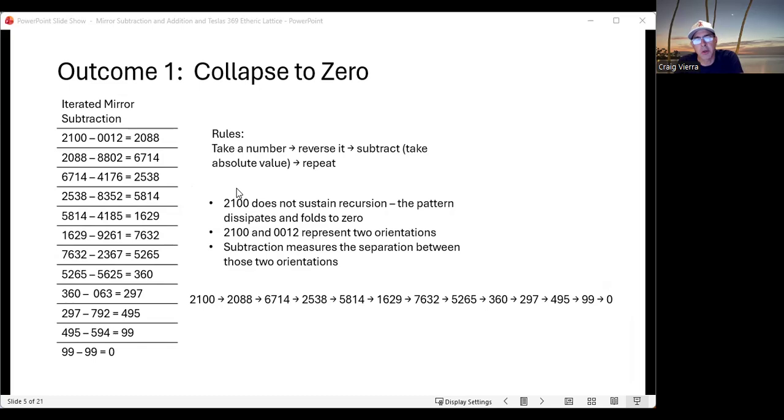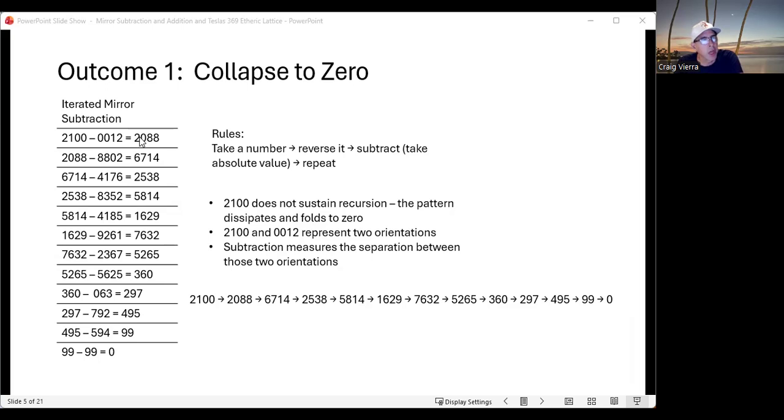I mentioned here that if you take a number, you'll see that it can collapse to zero. The number I selected is just 2,100. This is the number, and I'm subtracting from it its mirror. So you have two different orientations or configurations of the same resonant pattern. When I subtract the two, you can see that I'm going to get this other number, which is 2088.